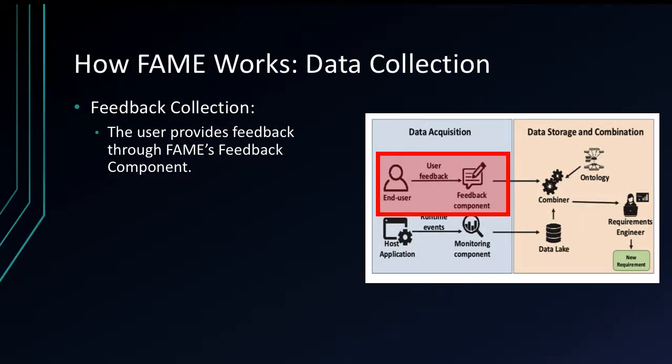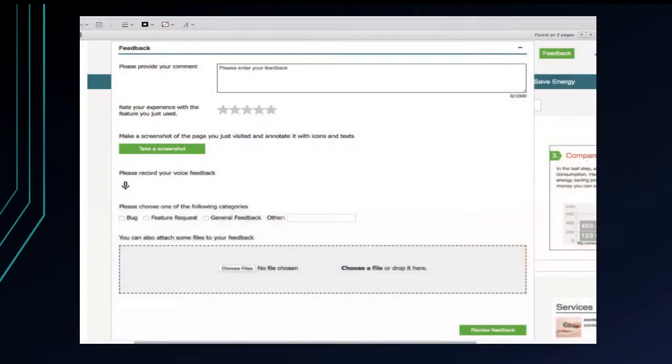So, how does FAME work? Well, first, if we look at the user feedback section, the user will provide his feedback through FAME's feedback component. And so, how does this component work? This is a possible implementation of the feedback component. And this particular interface allows the user to click on the green feedback button seen at the top right of the screen there at any point during their usage of, in this case, a website.